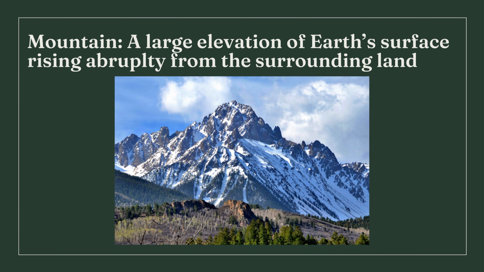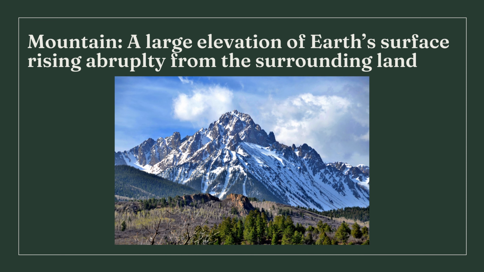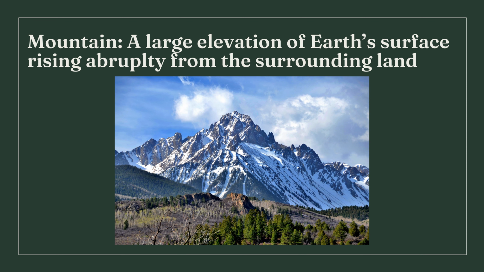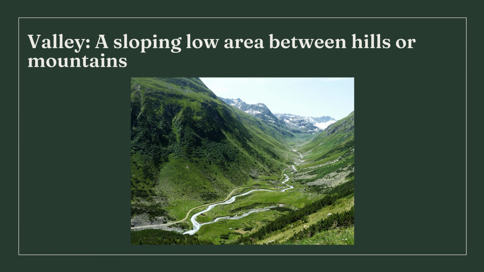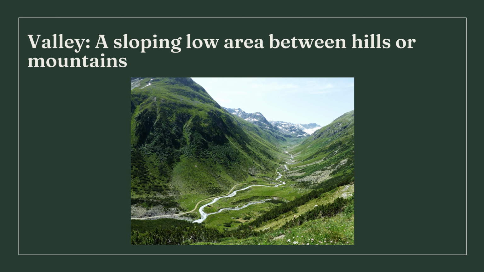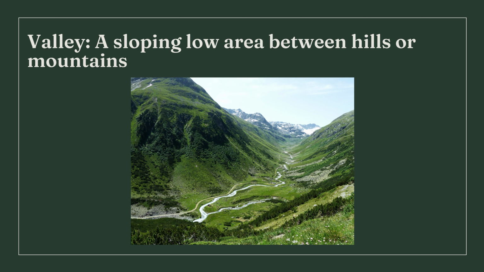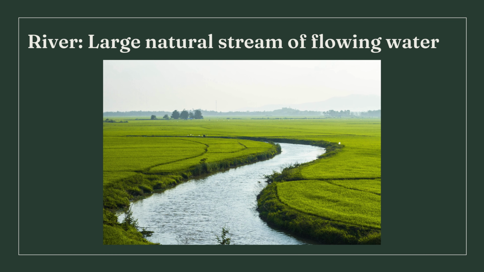A mountain. That's a large elevation of Earth's surface rising abruptly from the surrounding land. A canyon is a steep gorge, typically with a river flowing through it. A valley is a sloping, low area between hills or mountains. These areas often have lakes or rivers in them as well. A river is a large natural stream of flowing water.